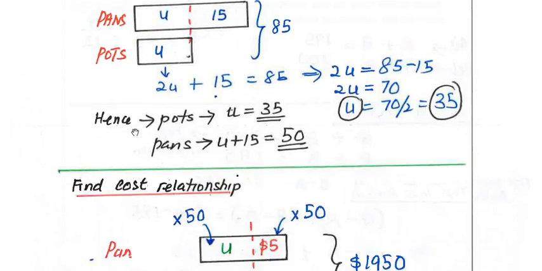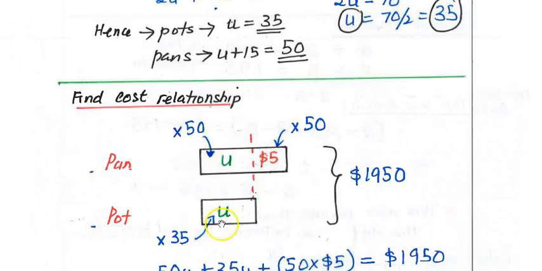You have the next model. This next model is about cost. So you call that the cost relationship. Now, the numbers are found out, total 85, but the cost relationship is this way. It shows that one pan is $5 more than one pot.